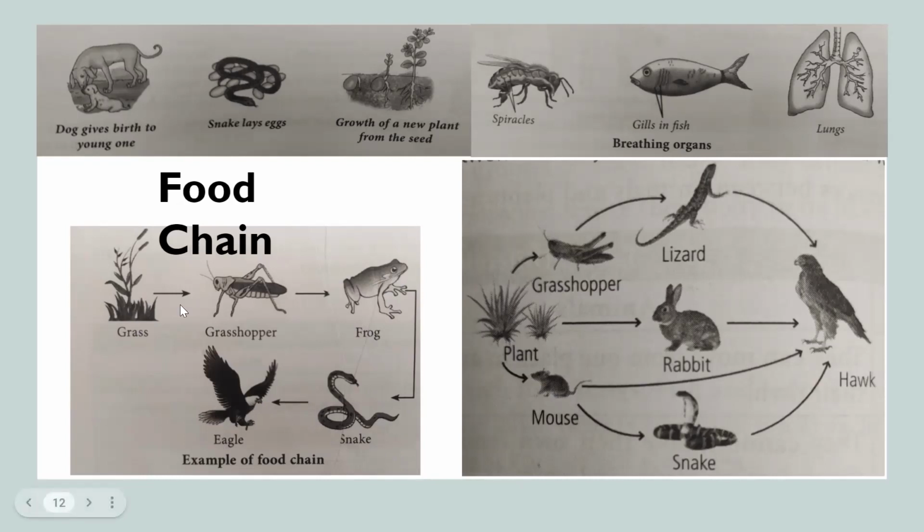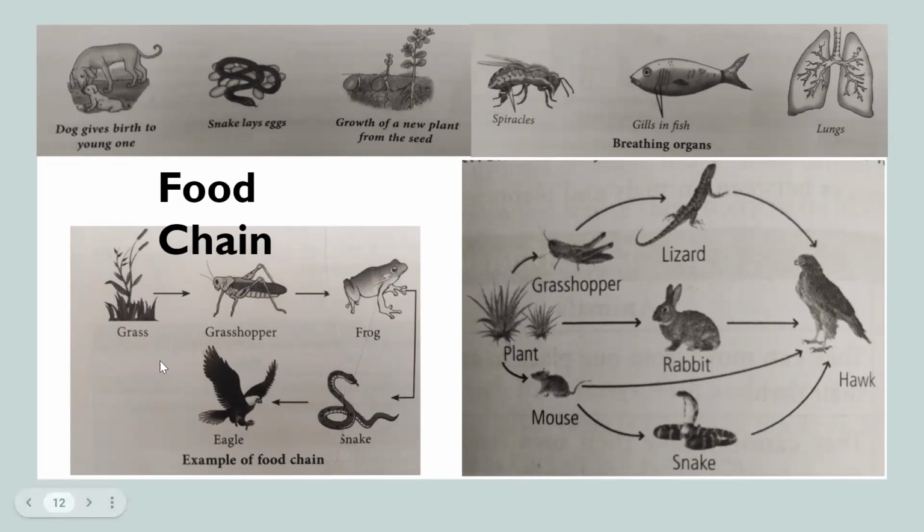A herbivore eats a plant. A grasshopper is a herbivore. It eats a plant. It gets eaten up by a frog. The frog gets eaten up by a snake, and the snake gets eaten up by an eagle. We are not showing what eats the eagle over here. The food chain ends up over here.